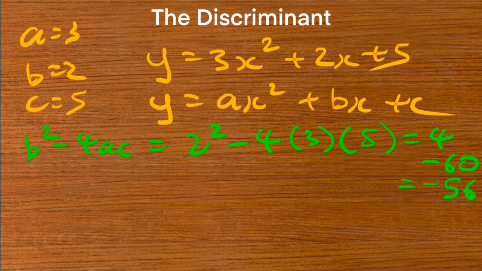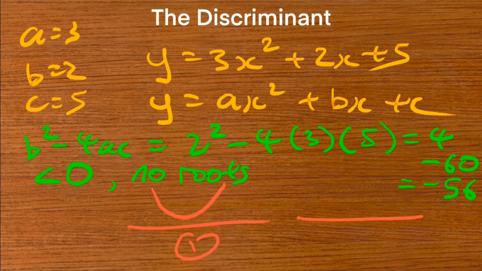Because the discriminant is negative, less than 0, we have no roots, and the graph will not cut the x-axis. So it will either be 1 or 2. For this question, it will be 1 because a is positive.